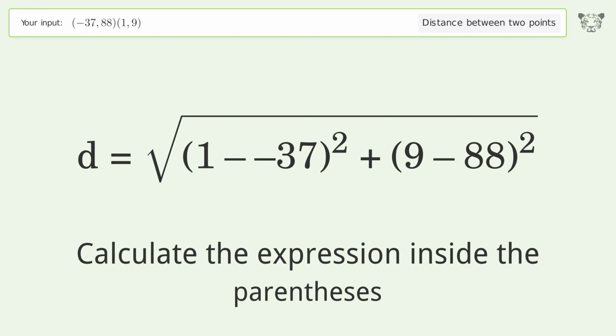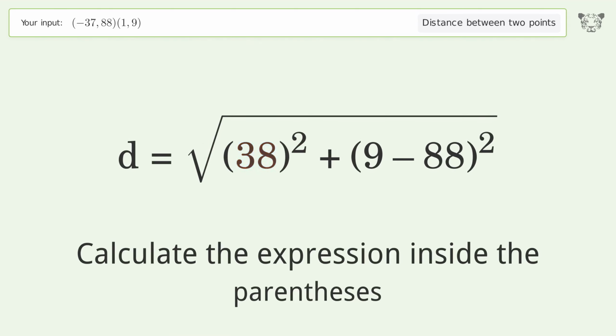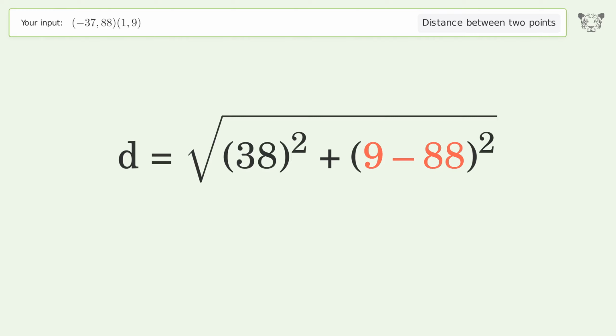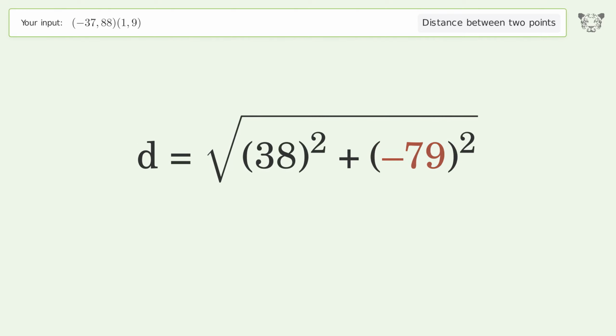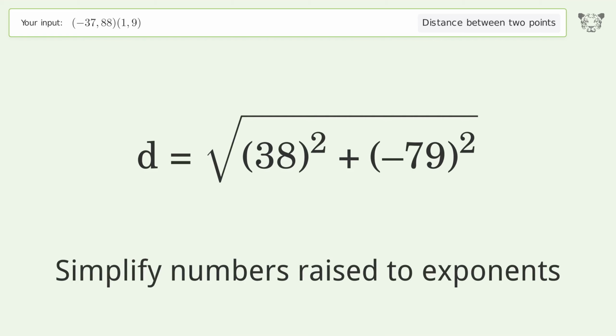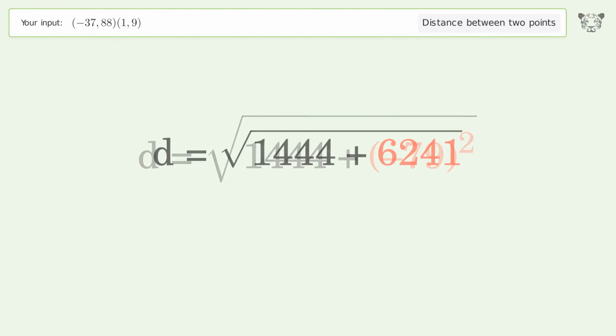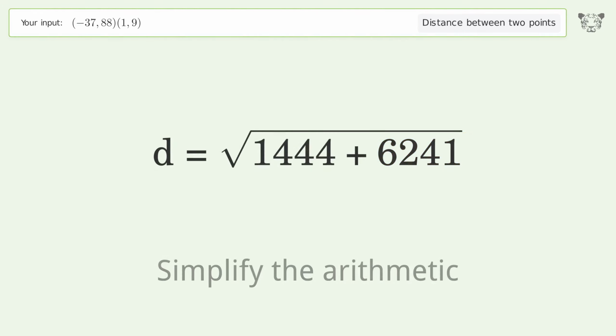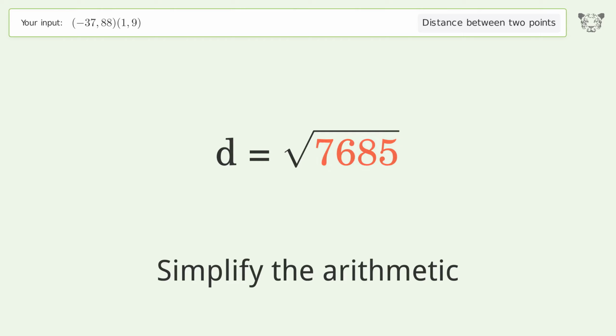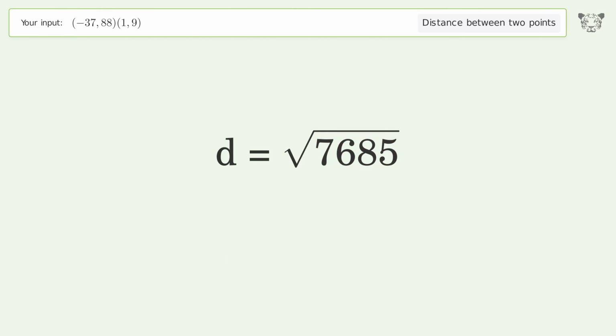Calculate the expression inside the parentheses. Simplify numbers raised to exponents. Simplify the arithmetic. And so the distance between the 2 points is the square root of 7,685, or 87.664.